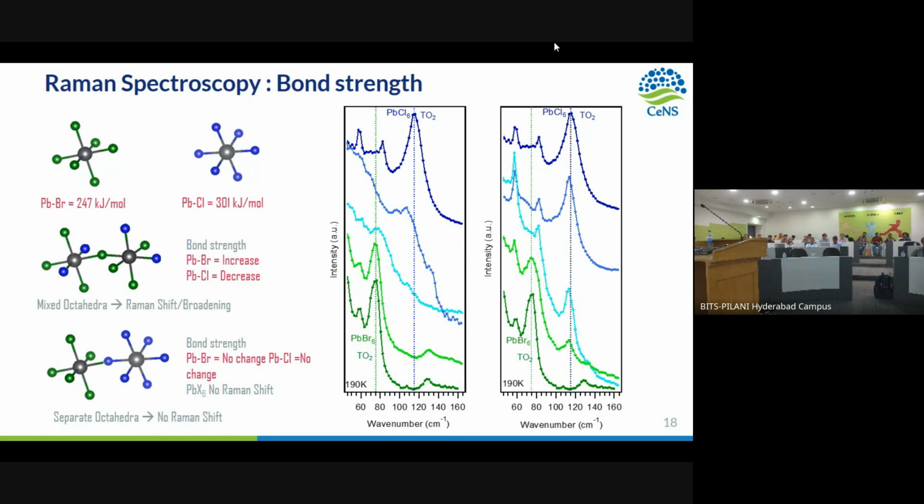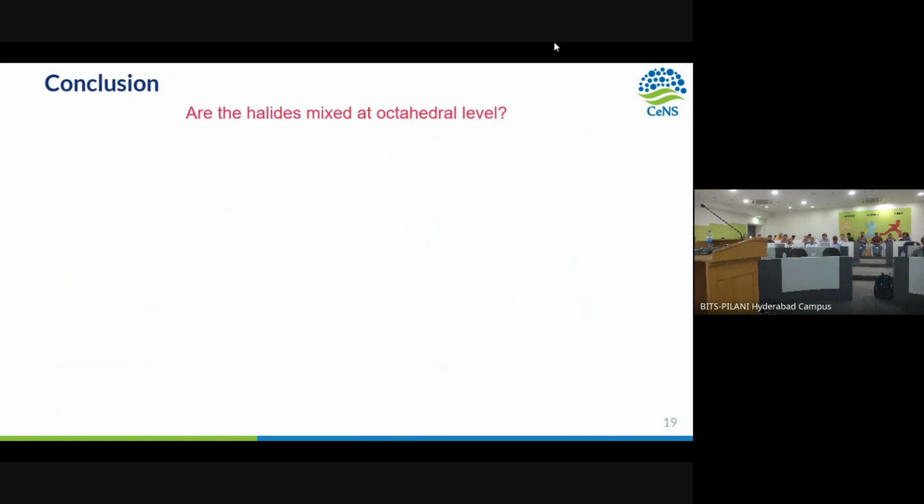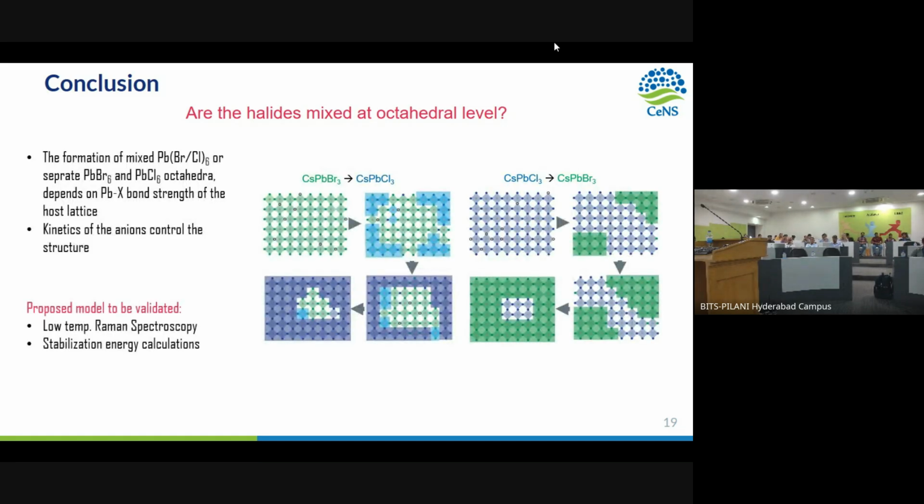Okay, so the question we had asked in the first example: are the halides mixed at the octahedral level? That is the question we asked, and what we found is that the formation of the local structure depends on what type of anion we are using and what method, whether we are starting from bromide to chloride or chloride to bromide. That depends, and that gives rise to different heterostructures in this system.